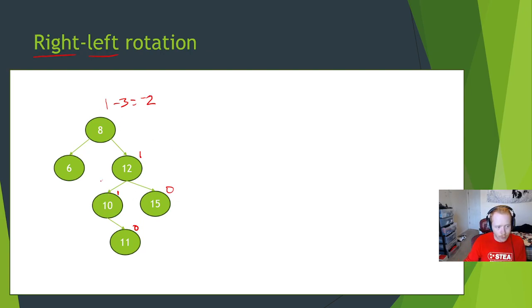So we're going to do a right rotation based on 10. So we do a right rotation. I should say based on 12, that's my bad. So we do a right rotation, move 11, and then we do a left rotation. So 8, 6, we're going to have a 10 here. To the right of 10, we're going to have 12. To the right of 12, we have 15. And to the left of 12, we are going to have 11.